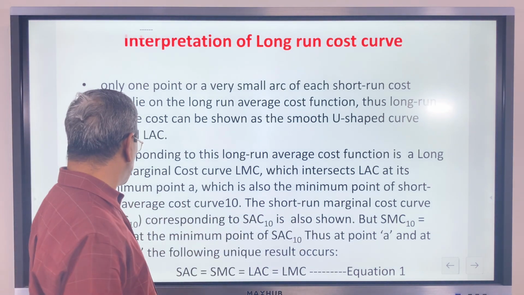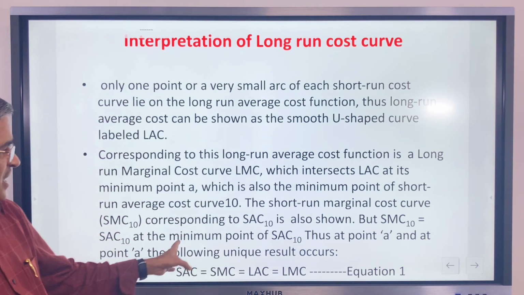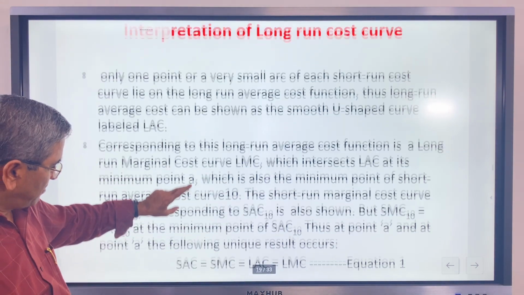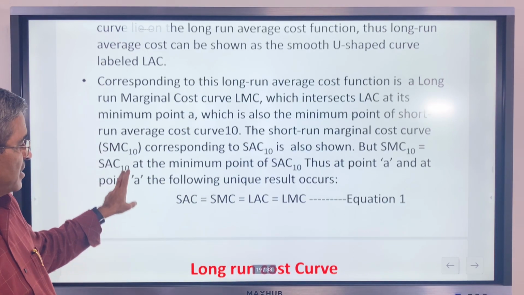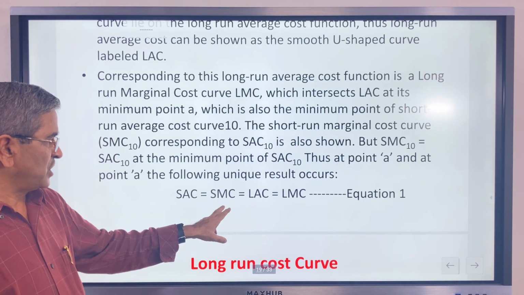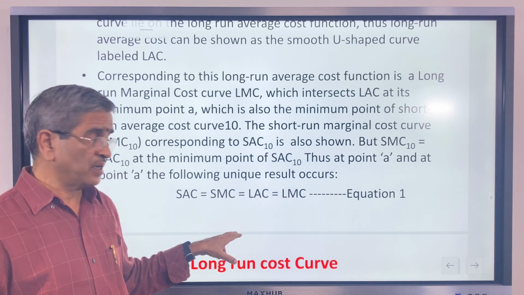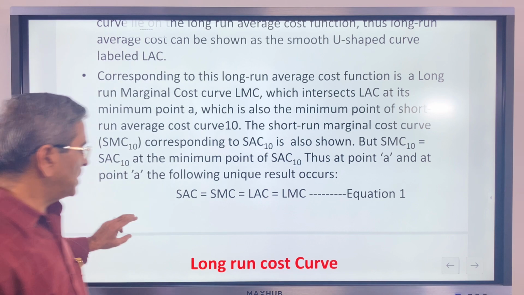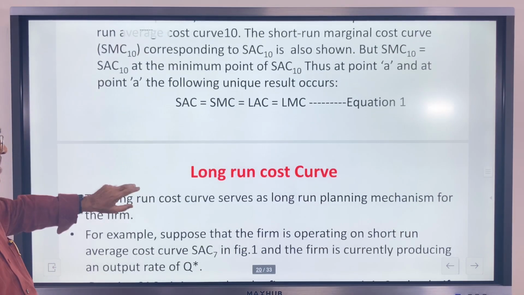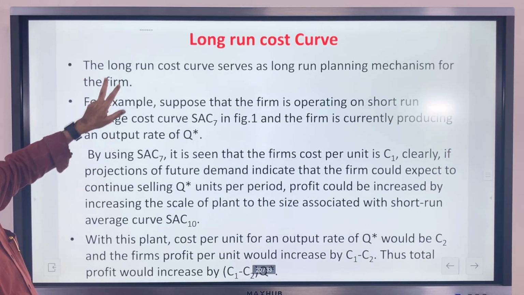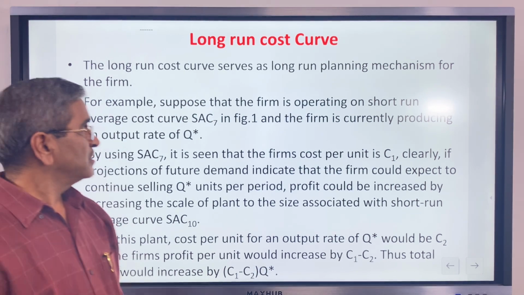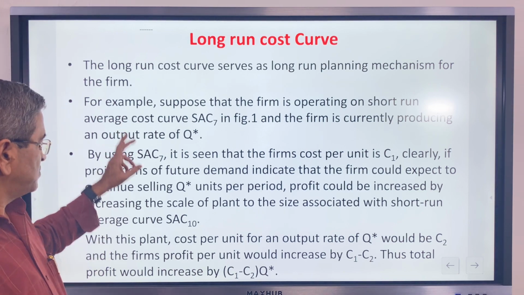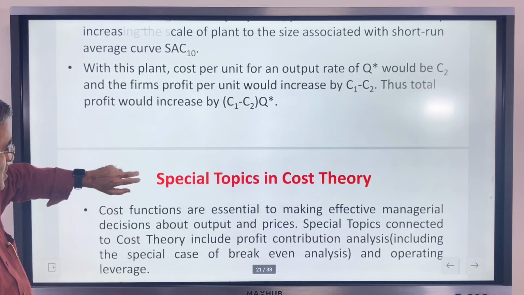And the short run marginal cost curve corresponds with the short run average cost function, and at the optimum the short run average cost is equal to SMC, the short run marginal cost, which should be equal to the long run average cost and long run marginal cost. This equation is very important, and you find the long run cost curve serves as the long run planning mechanism for the firm, and we have already discussed this point.